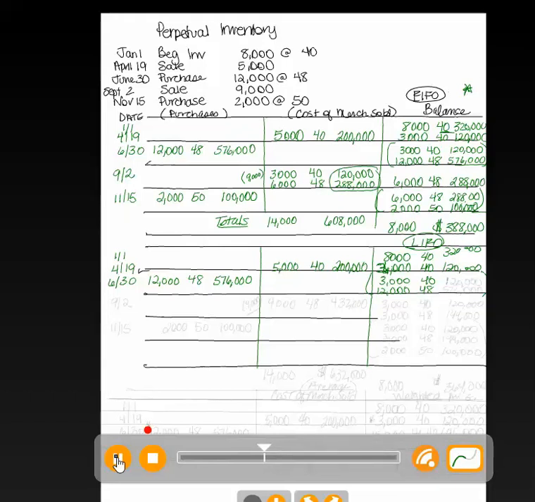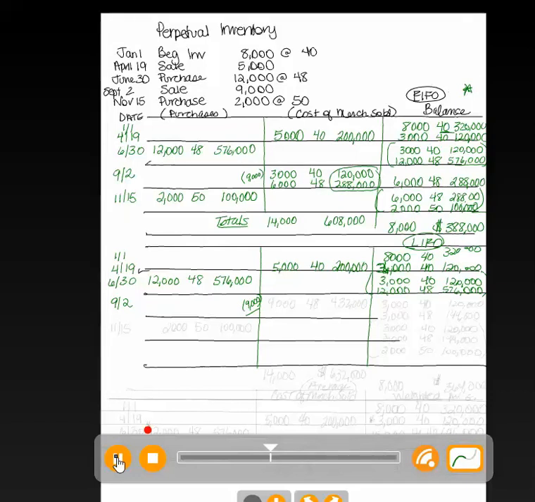So 3,000 times 40 is 120,000. 12,000 times 48 is 576,000. At this point, your LIFO chart looks just like your FIFO chart, but that's going to change on the next line. September 2nd, we sell 9,000 units. And I always make a little note to the left of that column, just so I make sure that I get all the units I need on the truck.